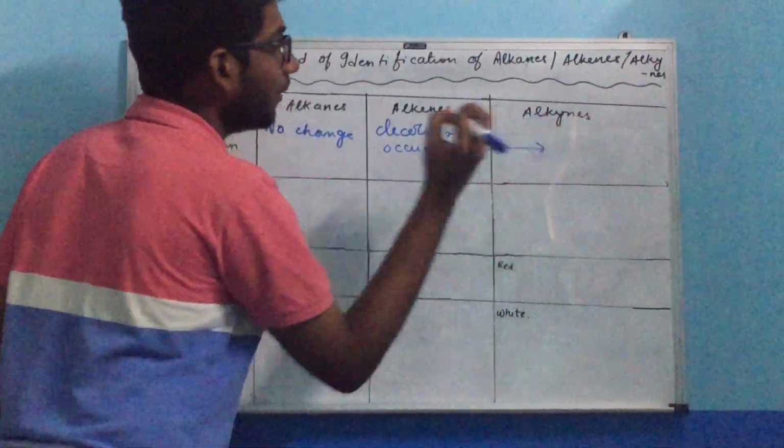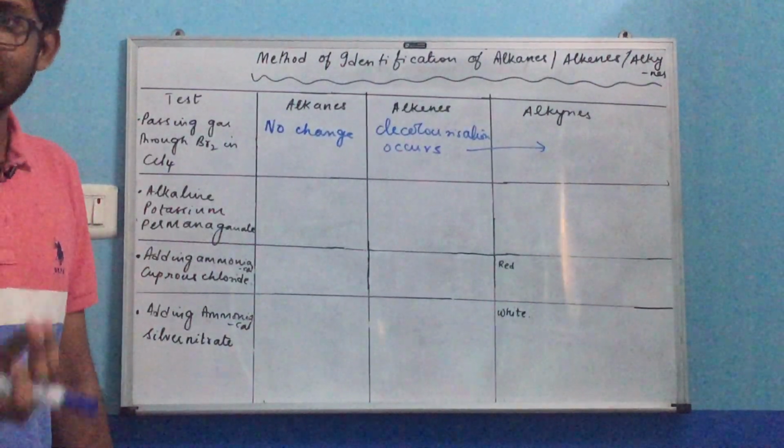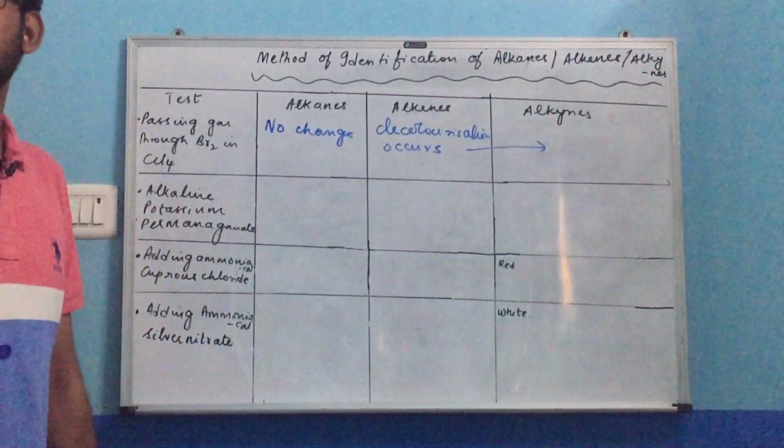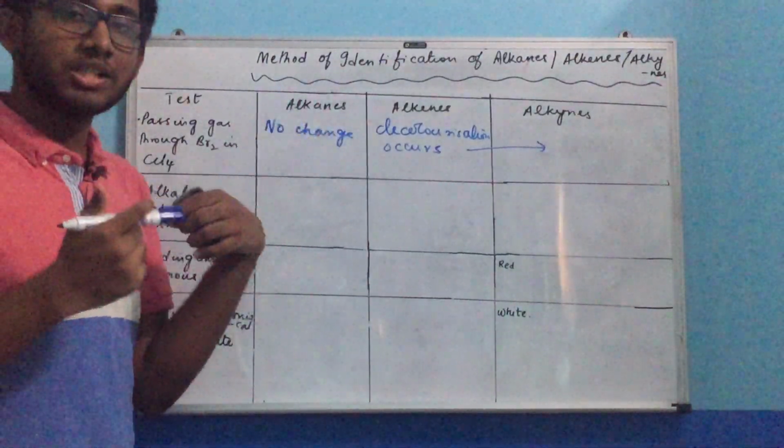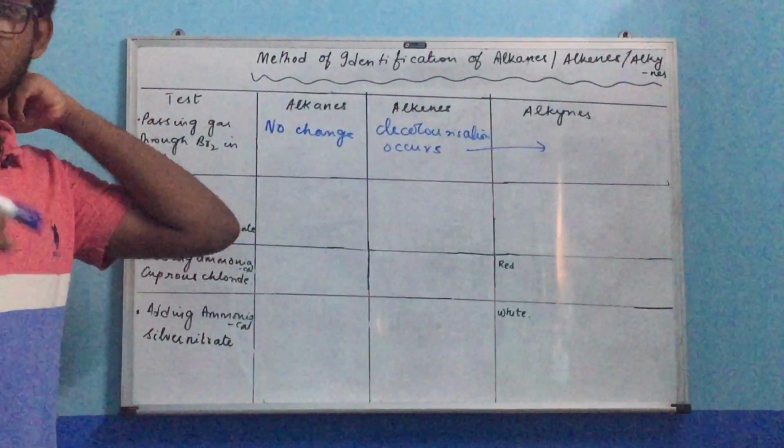The same thing, decolorization occurs even in the case of alkynes, because they are unsaturated in nature. So addition reaction takes place, and since addition reaction takes place, the decolorization occurs. So this is a very common test which you will be knowing.